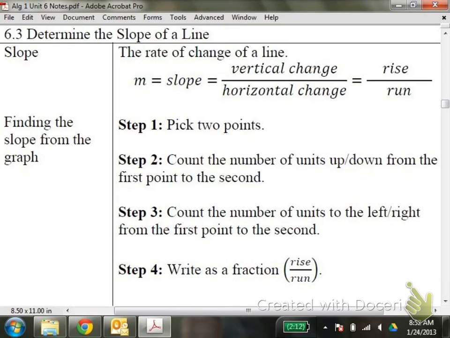Guys, so 6.3, we are determining what we call the slope of a line. So I need to give you the definition of slope first. Slope is the rate of change of a line, meaning it indicates how steep the line is. So another word for slope could be steepness.